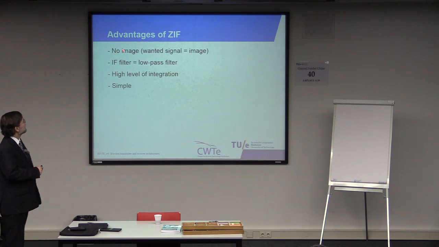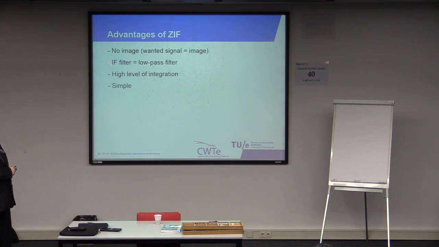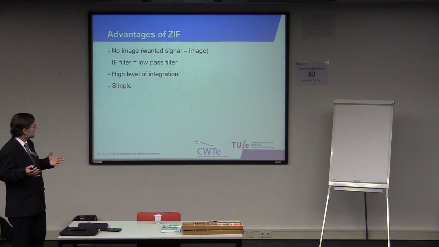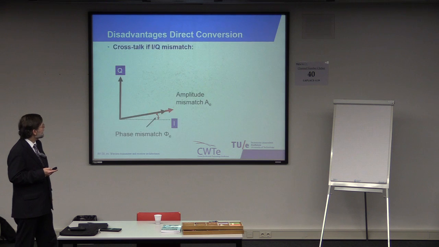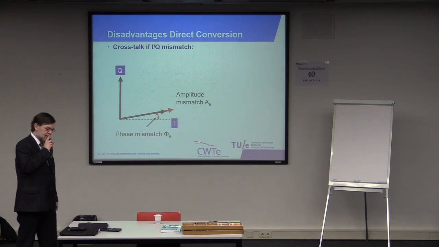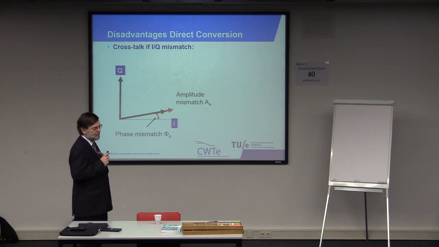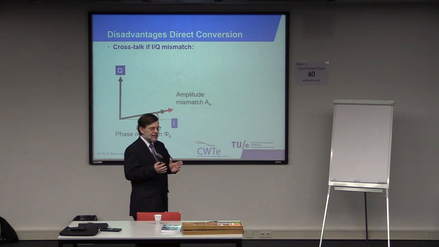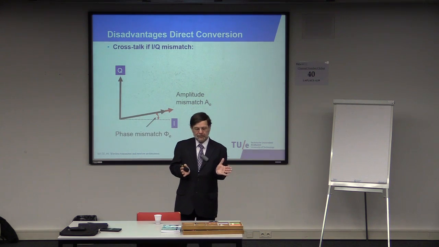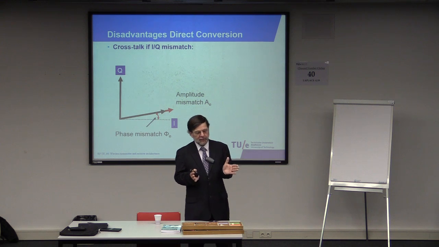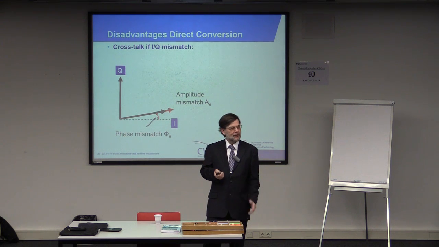There are disadvantages. We don't have an image. We have a very simple IF filter. For that reason, we can integrate everything: the filters, the frequency conversion, the amplifiers, everything. It's simple. It's cheap. Makes everybody happy, except, what if this splitting in two parts, one with the real part and one with the imaginary part, doesn't work perfectly?